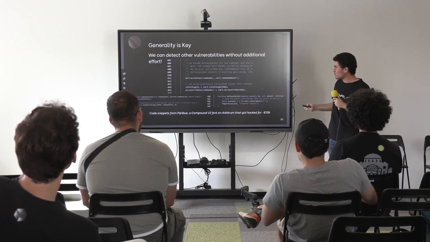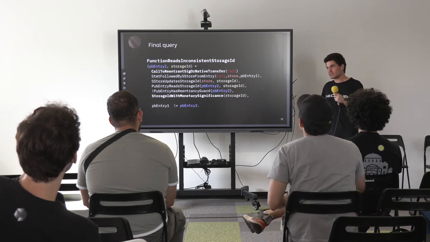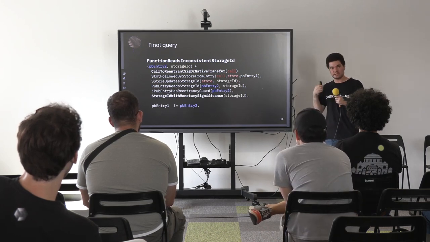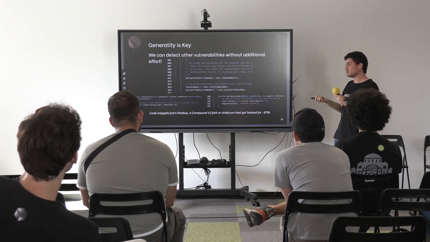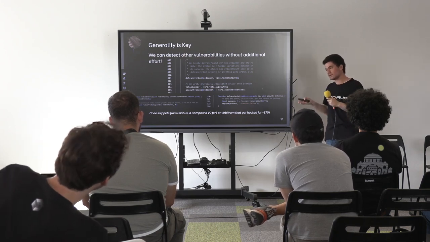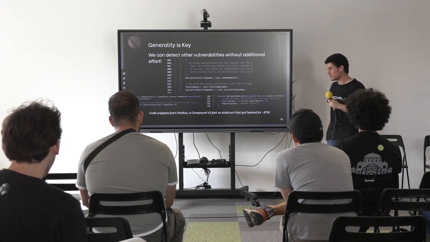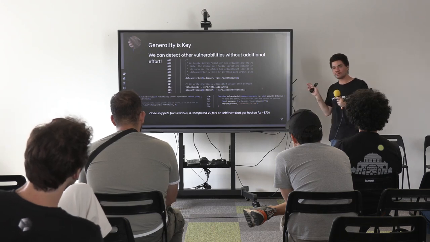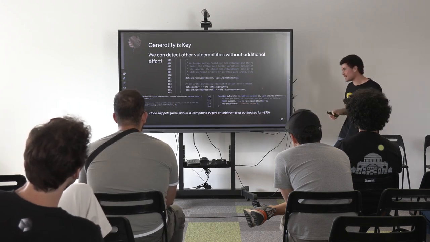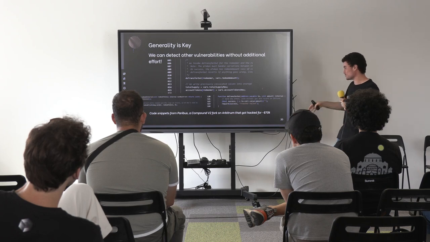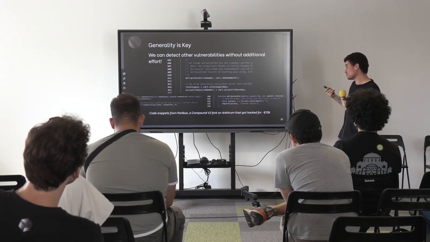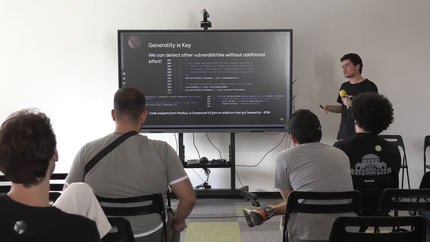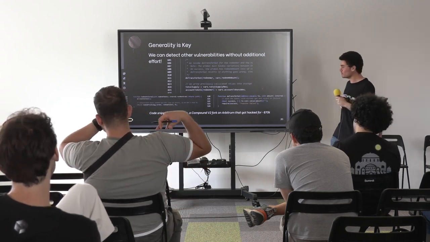So we just wrote a detector, but in order to be sure that it is general enough, we have to be able to detect other view-only reentrances that have taken place in the past. And this is a Compound v2 fork that has been mentioned today. It was called Paribus, and it was hacked for 70K on Arbitrum.